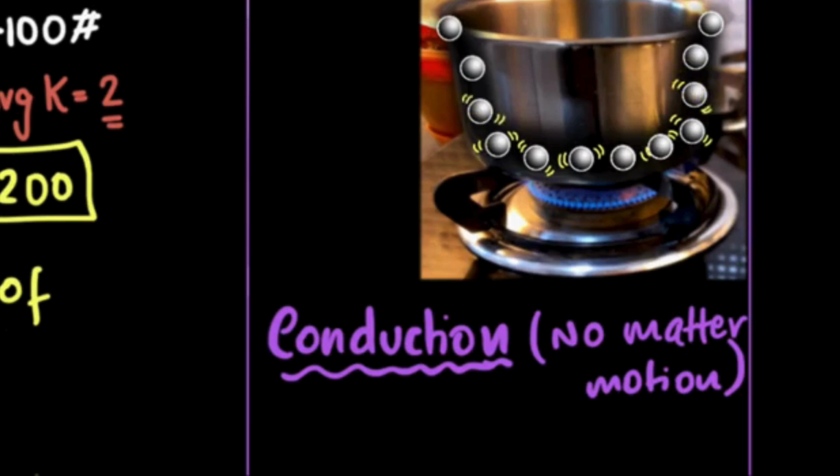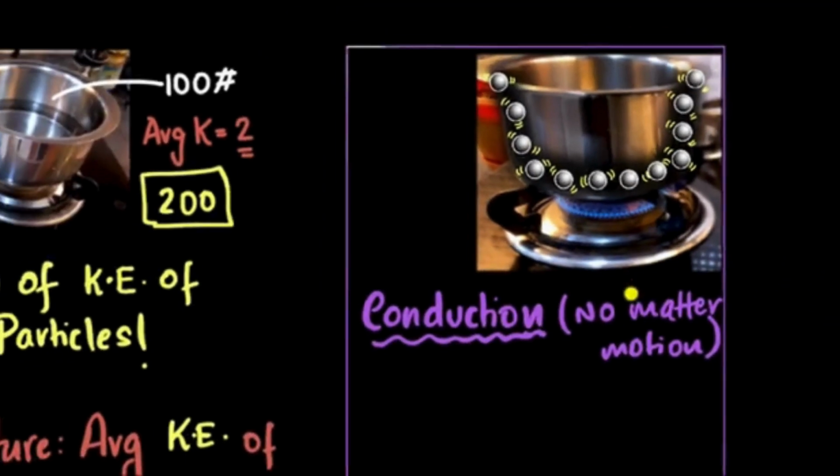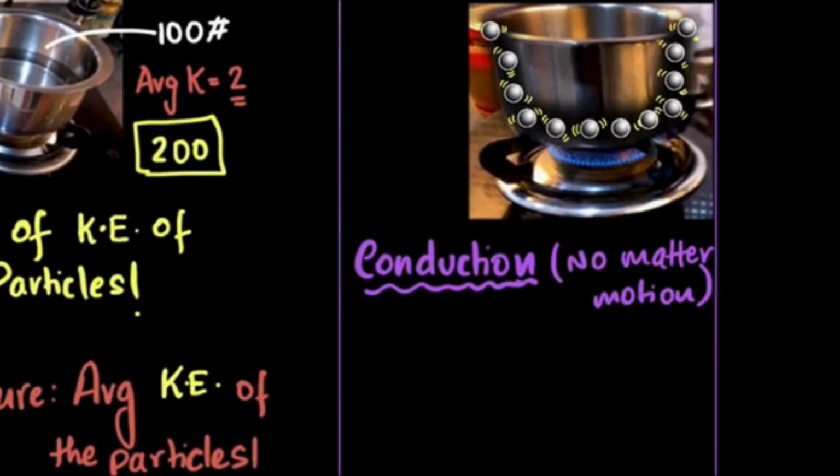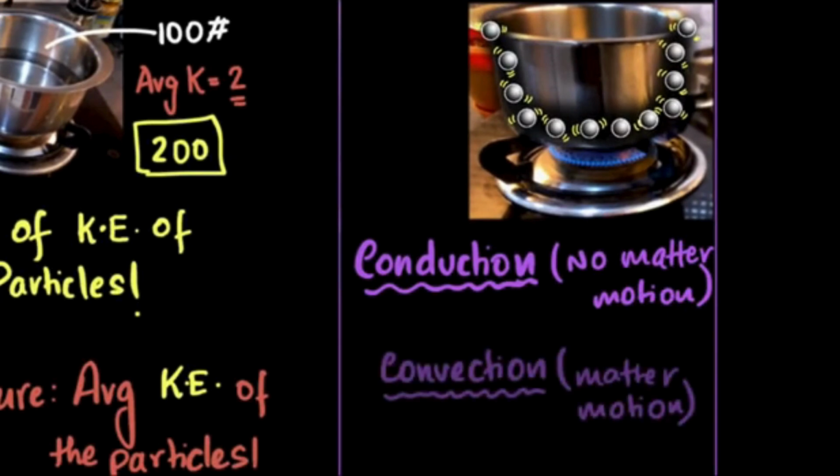And then these particles will make the particles next to them jiggle, and so on and so forth. And that's how, look, thermal energy is transferred. But the matter itself did not move. The particles did not move from one place to another. So without any matter motion, you have thermal energy transfer. That's what we call conduction. But that's not it. There's a second way in which you can transfer thermal energy, which we call convection.